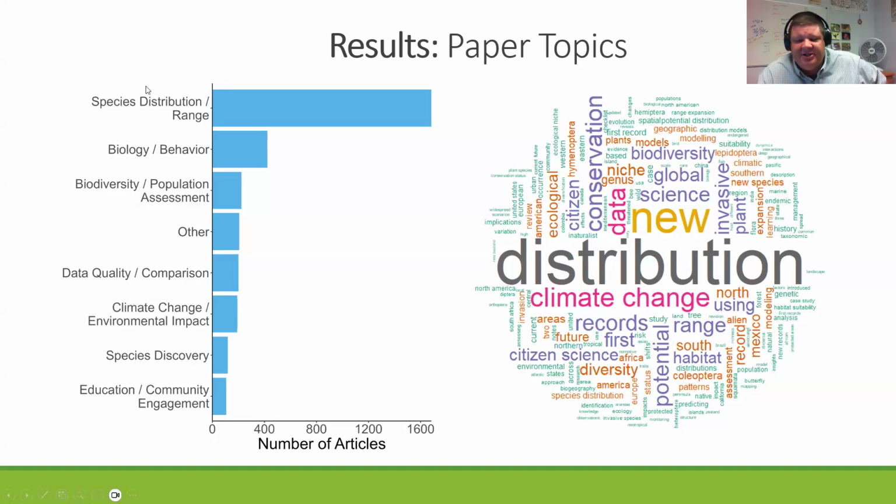By and large, species distribution and range dynamics was the number one use of iNaturalist data. That's your classic example of, this is a new species for Israel or whatever it might be, that has never been seen in usually a geopolitical region, stuff like that. Followed by biology, biodiversity, and then still species discovery. These are new species. They're still a non-zero number, and quite a few species discovery articles are being published using iNaturalist.